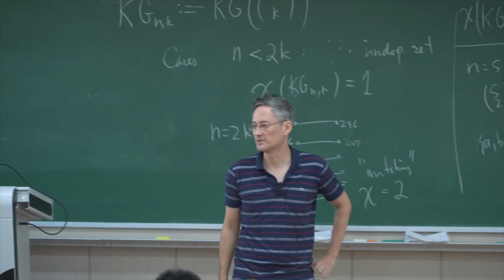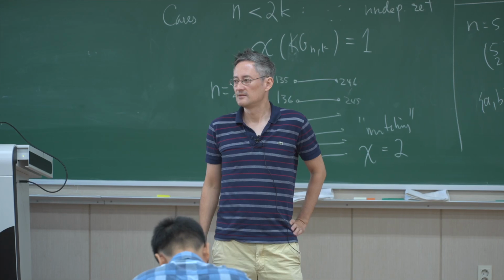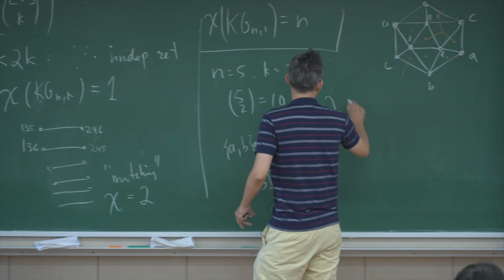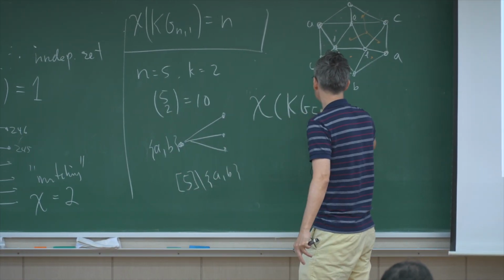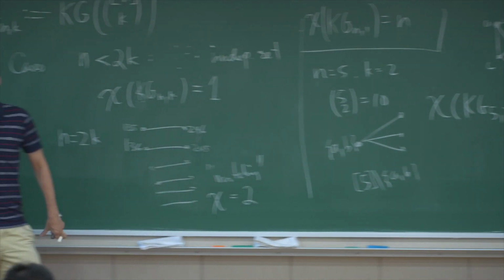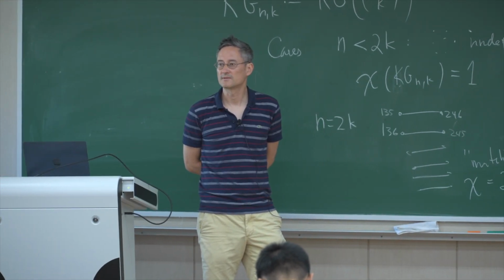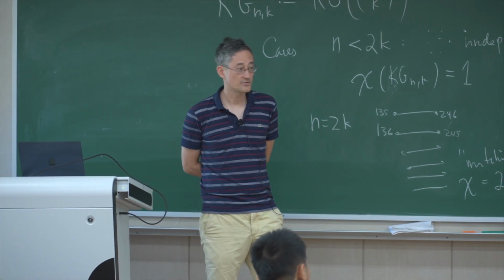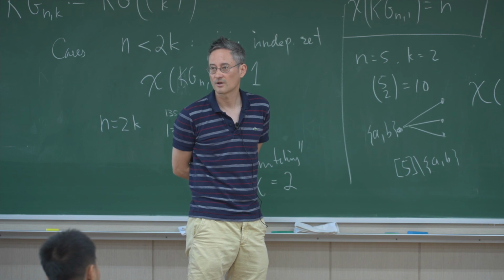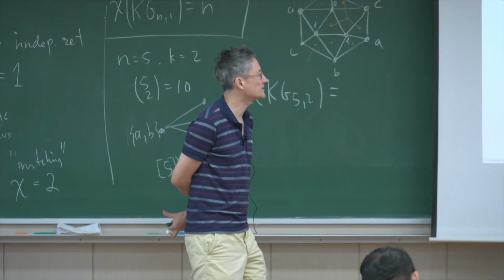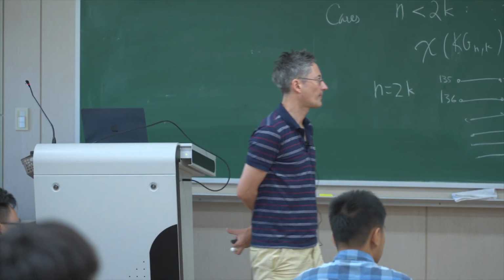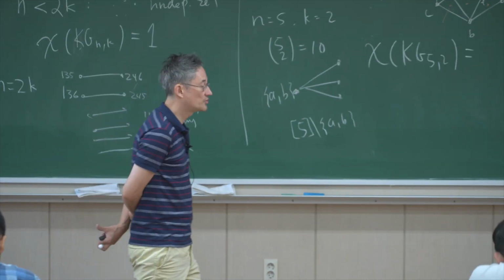What is the chromatic number of this one? Can you color it with 2 colors? Why not? There's an odd cycle, right? The outer thing is a 5-cycle. 5-cycles cannot be colored by 2 colors. Odd cycles cannot be colored by 2 colors. In fact, saying your graph is not bipartite is equivalent to saying there's an odd cycle. Okay, so we cannot do it with 2 colors. What about 3 colors?